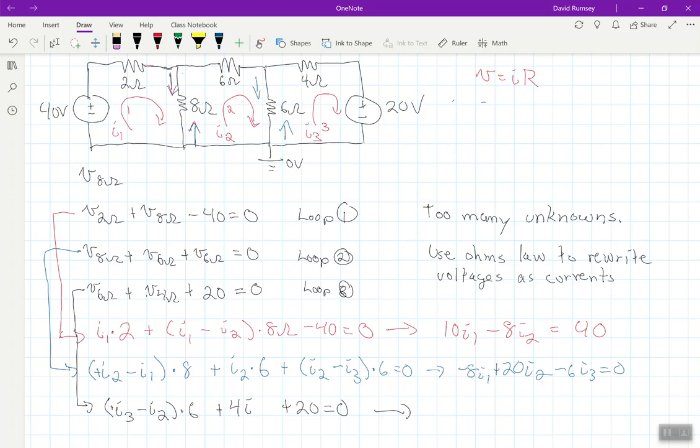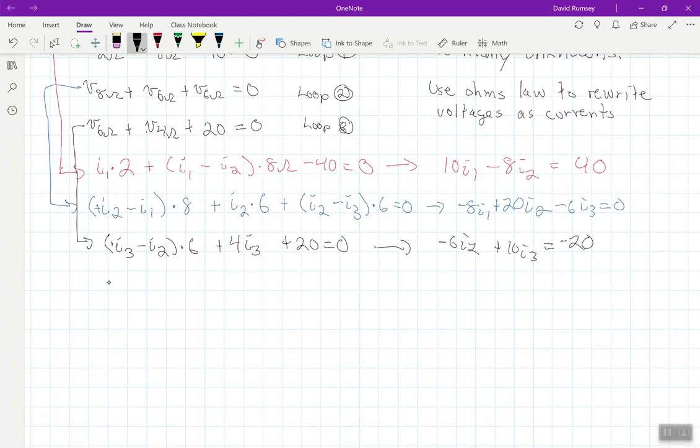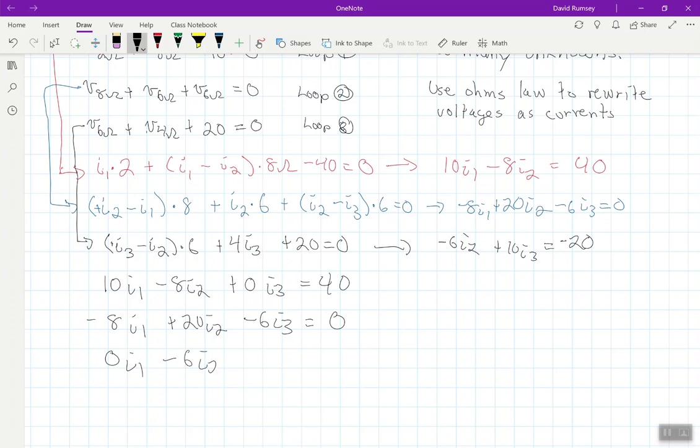If I simplify that, this should not be I2, this should be I3 because it's in the third loop there, negative 6I2 plus 10I3 is equal to negative 20. And so if we want to make sure that we have this nice and clean, my system of equations, I have 10I1 minus 8I2 plus 0I3 equals 40, minus 8I1 plus 20I2 minus 6I3 is equal to 0, and then 0I1 minus 6I2 plus 10I3 equals negative 20.